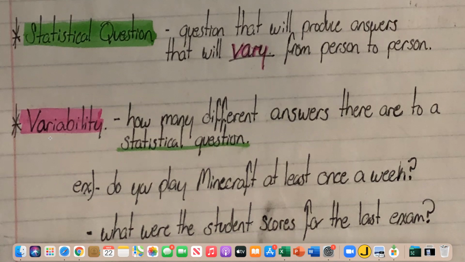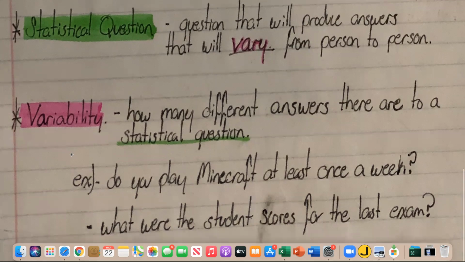So variability is how many different answers there are to a statistical question. For example, gender, boy or girl, that's it. The variability is just 2 different answers. Whereas if I were to ask my students, well, what is your height? I'm going to get like 10, 12, 30 different answers, depending on which classroom I ask, right? That is a lot more variability.